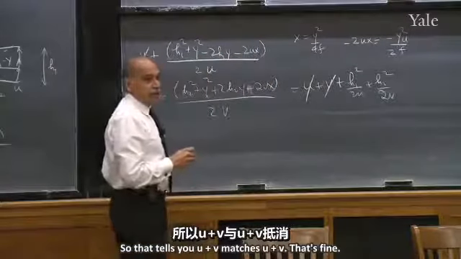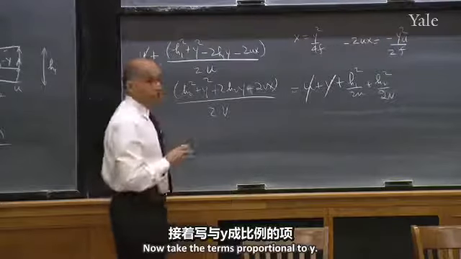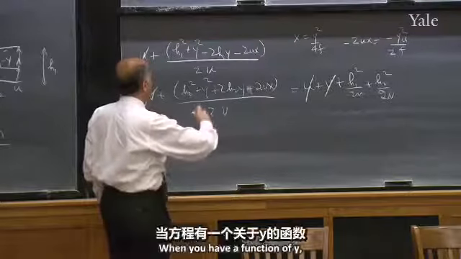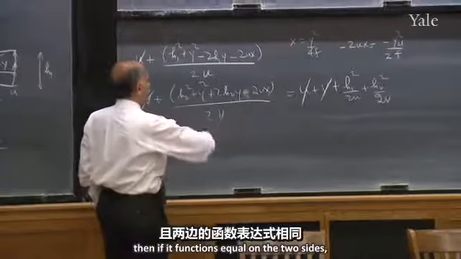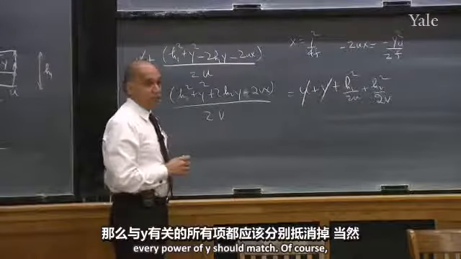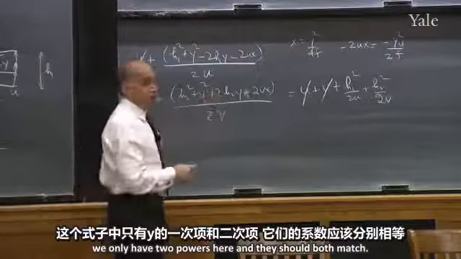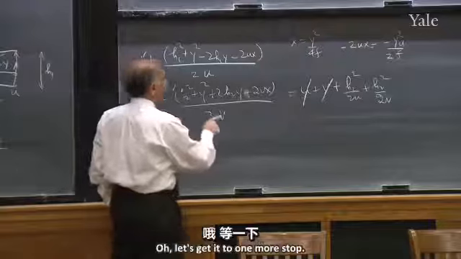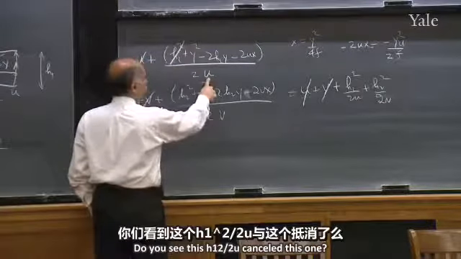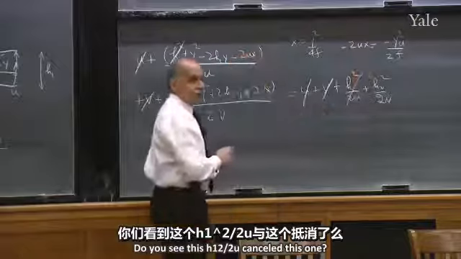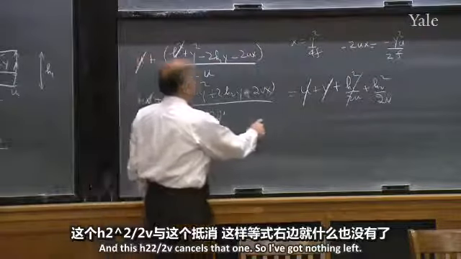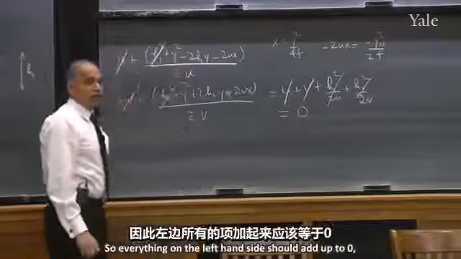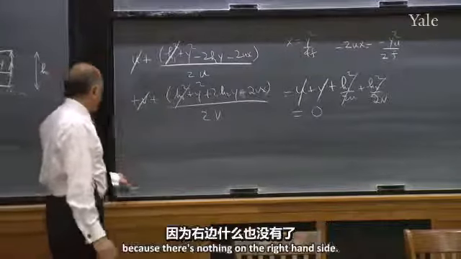That's fine. Now take the terms proportional to y. They have to separately match. When you have a function of y, then if the function is equal on the two sides, every power of y should match. Of course, we only have two powers here. They should both match. So take the term linear in y from both sides. Let's get rid of some more stuff. Do you see that this h1 squared over 2u cancels this one, and this h2 squared over 2v cancels that one? So I got nothing left. Everything on the left-hand side should add up to 0. There's nothing on the right-hand side.